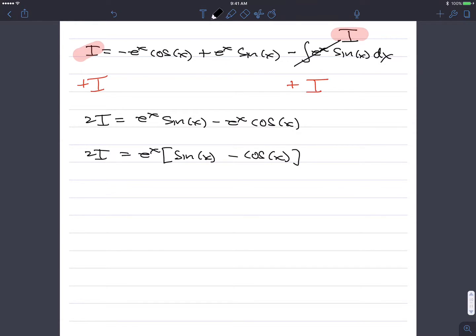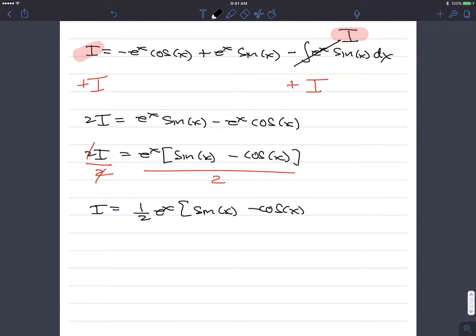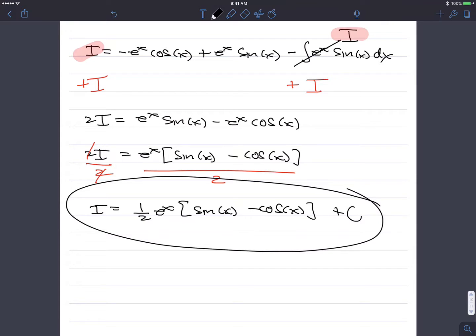Now you can divide both sides by 2 algebraically. So you get your 2's to cancel. You end up with I being 1/2 e to the x multiplied to the difference of sine and cosine. Don't forget to add your c. You're done.